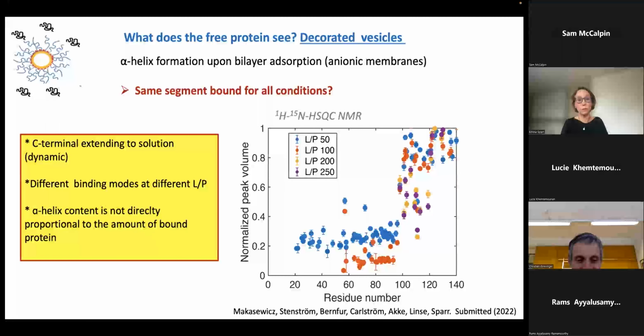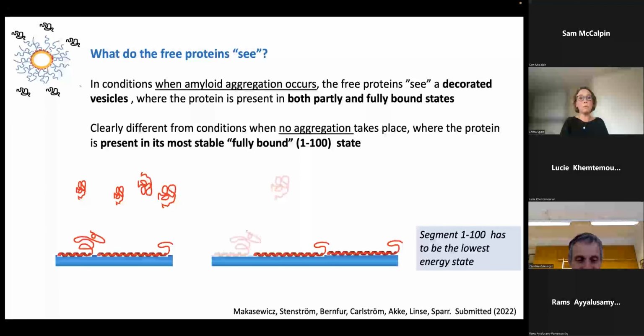Further analysis also shows that the dynamics, the exchange rate of these different binding modes, is not the same. An implication of this is, of course, that this CD data measure of alpha helix signal is not directly proportional to the amount of bound protein. So what does the free protein see? In conditions where amyloid aggregation occurs, the free protein sees the decorated vesicles where the protein is present in both fully bound and partly bound states, which is very different from the situation when we reach saturation.